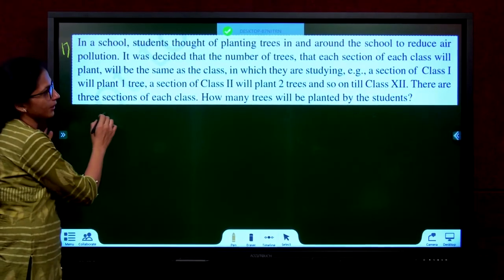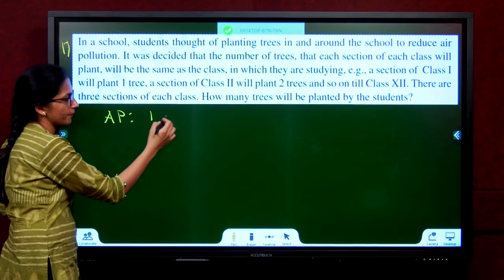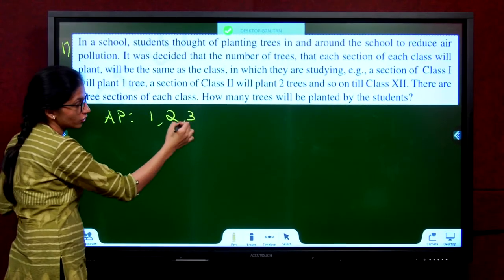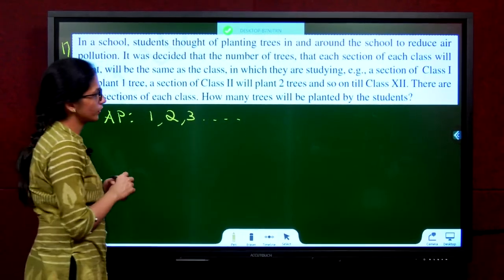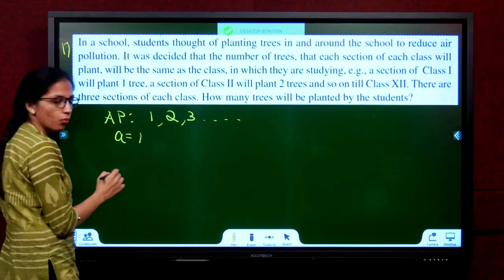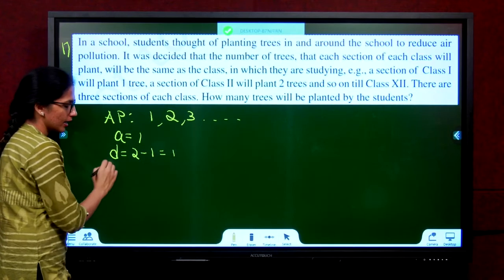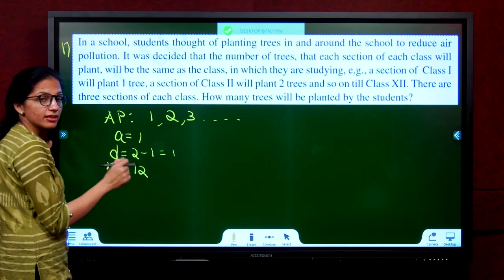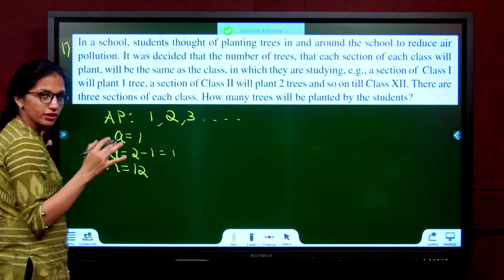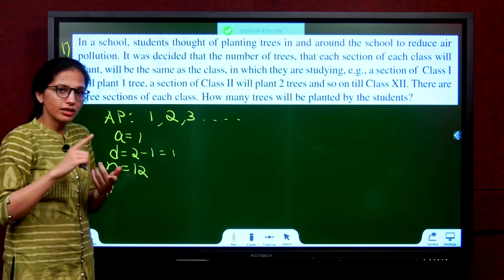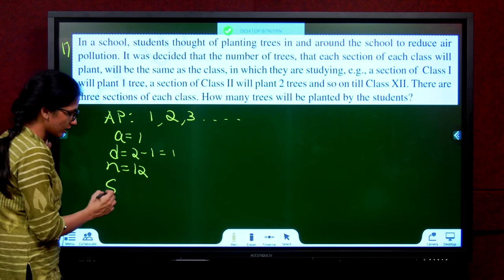So what will be the AP? First class will plant 1, second class will plant 2, 3, and it will go on up to 12, class 12. So what is a? 1. What is d? 2 minus 1, which is 1. n is equal to 12, because there are 12 classes. Can I find how many trees one section will plant? For example, there are 3 sections, A, B, C. We're doing only for section A now. So how many trees will it plant?